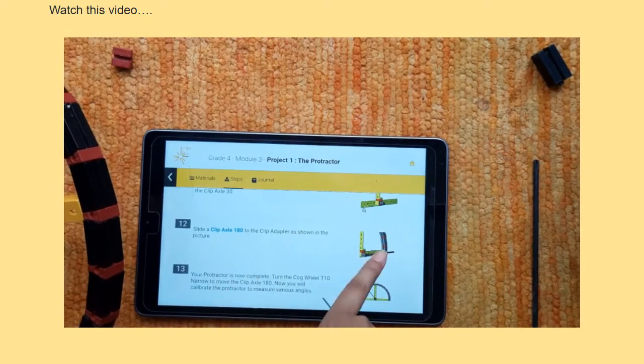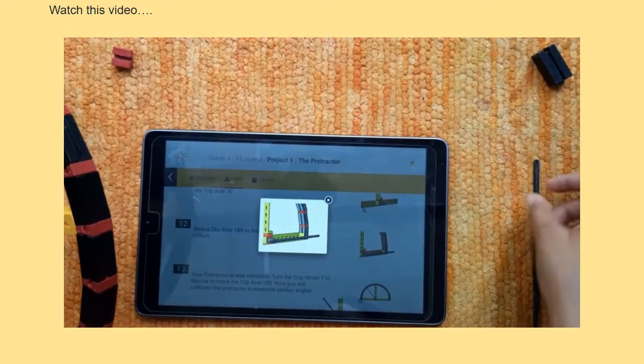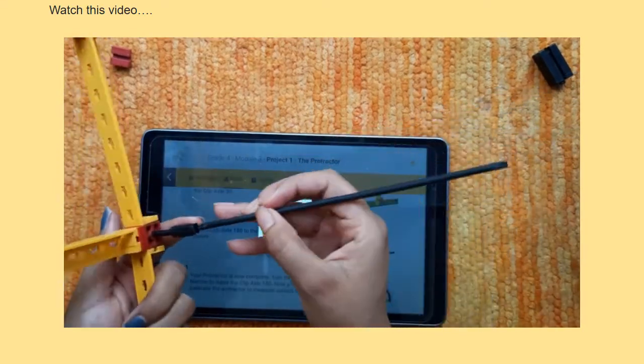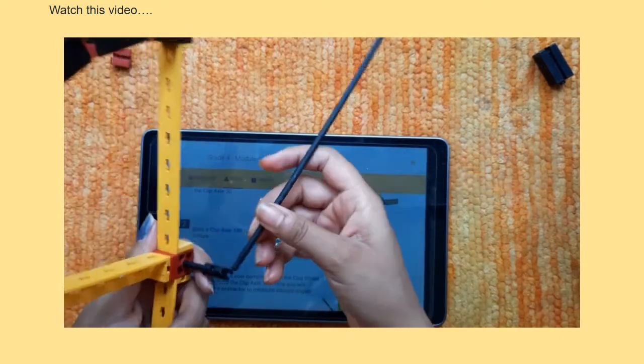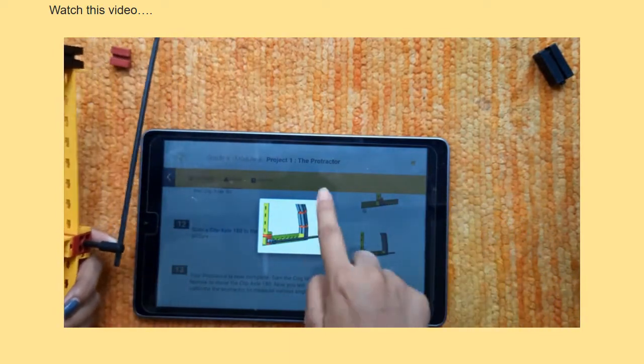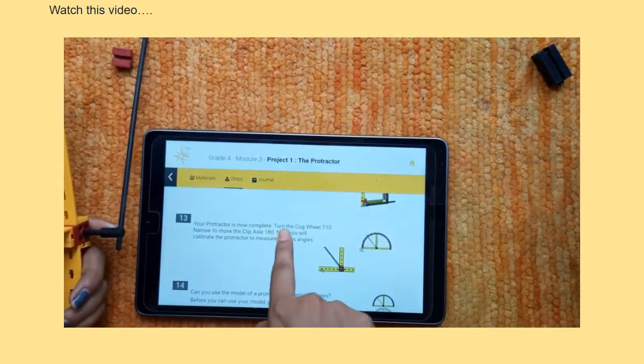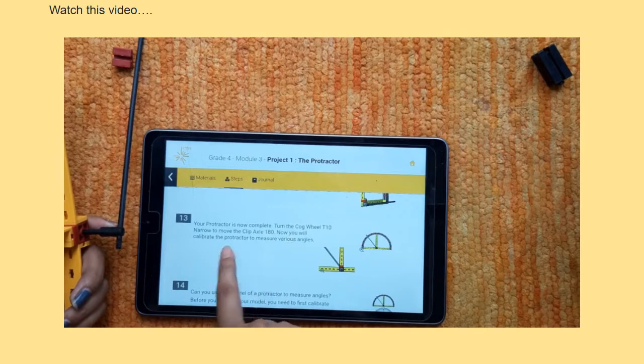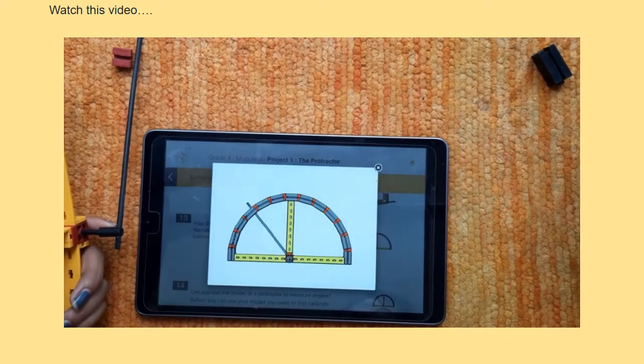Next step, slide a clip axial 180 to the clip adapter. This is clip axial 180, which I am sliding just like shown in the picture. Your protractor is now complete. Turn the cog wheel T10 narrow to move the clip axial 180.